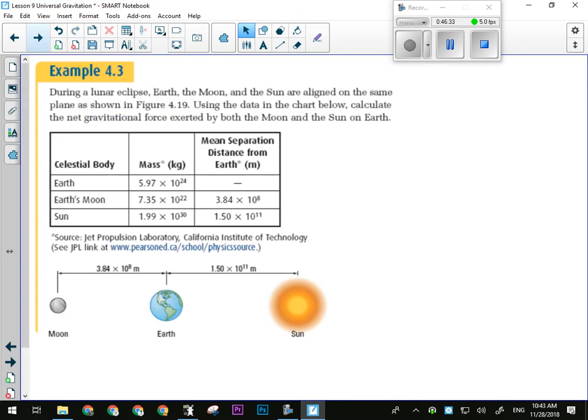Now, this is one that often comes up with universal gravitation, because it goes back to Unit 2 with net force. If I want to calculate the net force on the Earth right now, how many forces are acting on the Earth? Just in this situation here. 2. The attraction between the Earth and the Sun, and the attraction between the Earth and the Moon. Those are the 2 forces acting on the Earth right now. So how would I calculate the net force here?